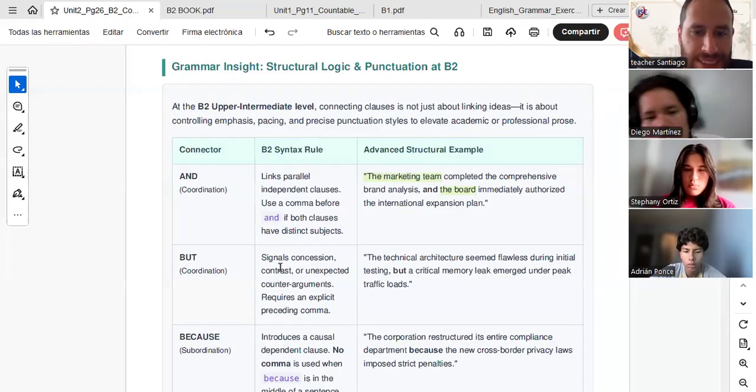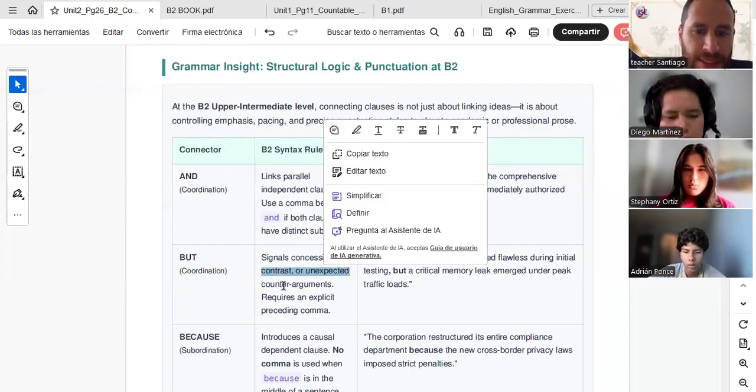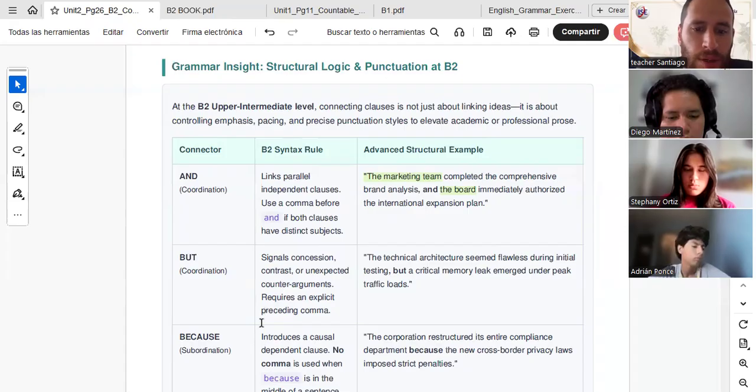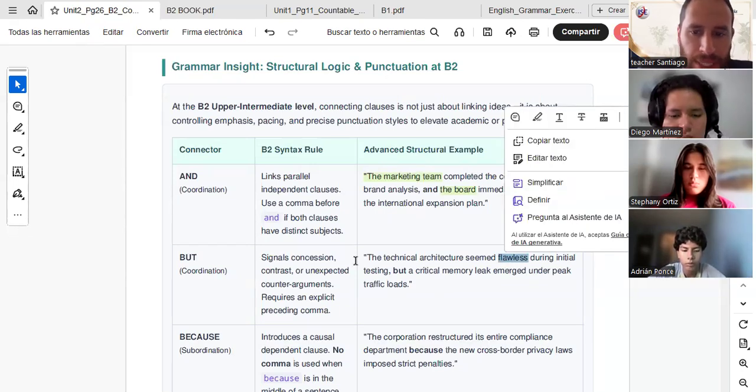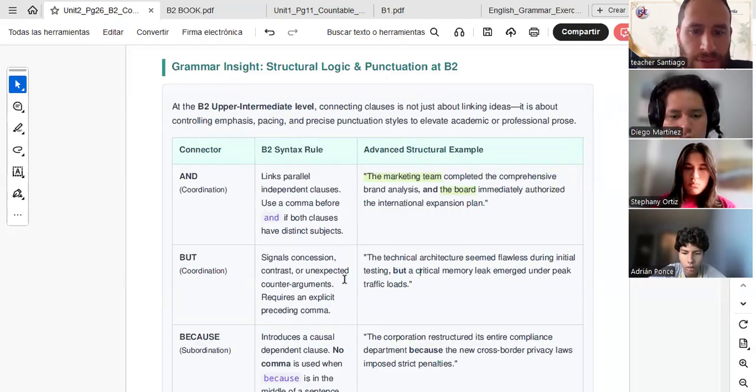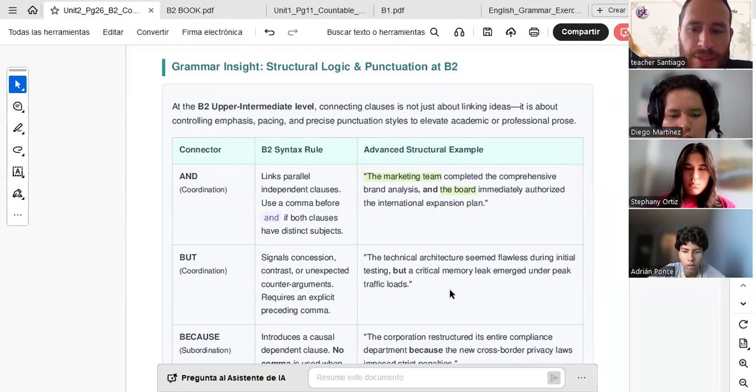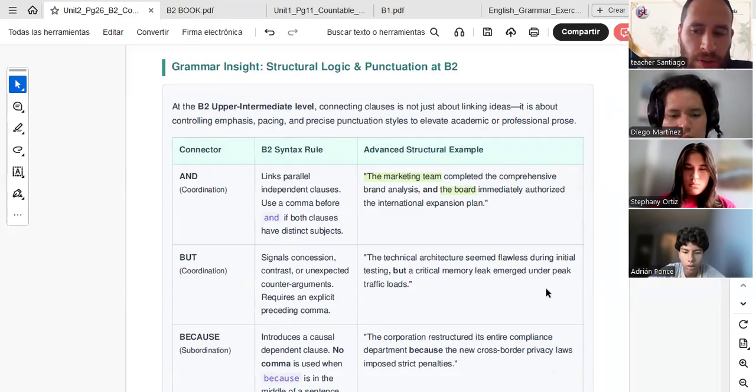But: coordination signals concessions, contrasts or unexpected counterarguments and requires an explicit preceding comma. The technical architecture seems flawless during initial testing, comma, but a critical memory leak emerged under peak traffic load. ¿Sí? Se veía fuerte, estable. The technical architecture seems flawless during initial testing, but se veía bien. Pero a critical, ¿cierto? Un contraste. Memory leak emerged under peak traffic load. Apareció o emergió durante el pico de tráfico de datos.